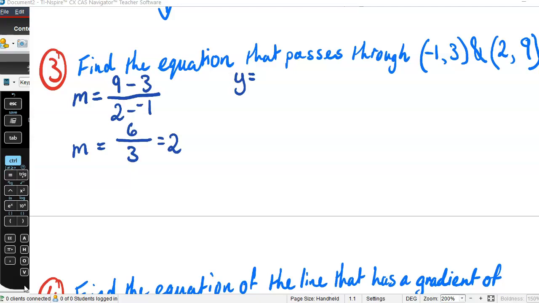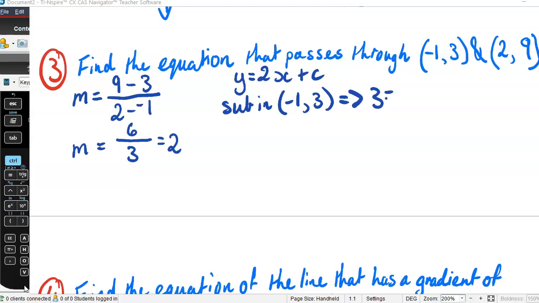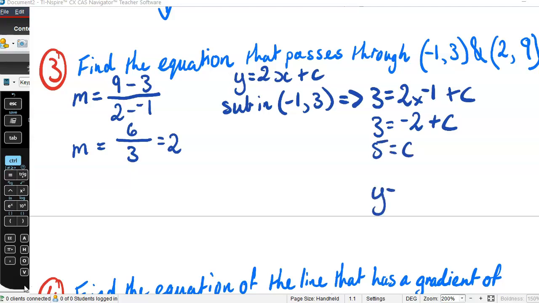Alright, so far we have y equals 2x plus c. Now let's sub in one of these points. We can sub in either one. I'll sub in (-1, 3). Okay, so that means 3 is equal to 2 times negative 1 plus c. We're wanting to work out what c is. So 3 equals 2 times negative 1, so that's negative 2 plus c. So in order to solve for c, I have to add 2 to both sides, so that gives me 5. So my equation here is y equals 2x plus 5.